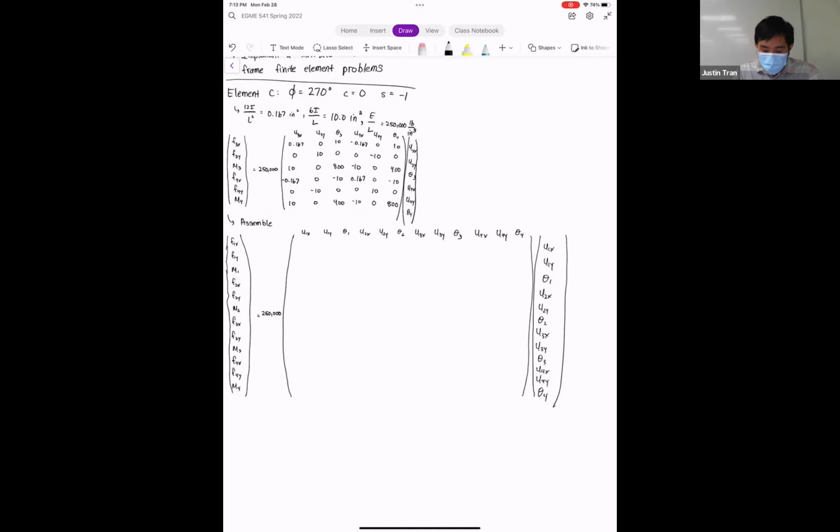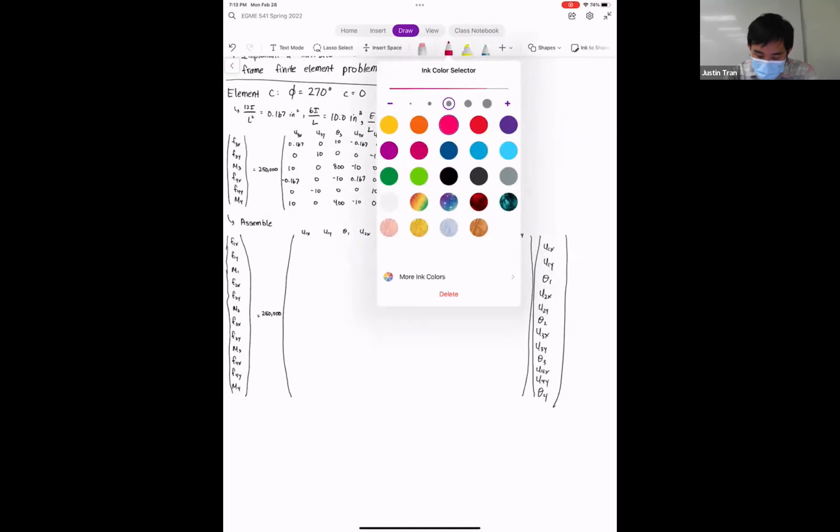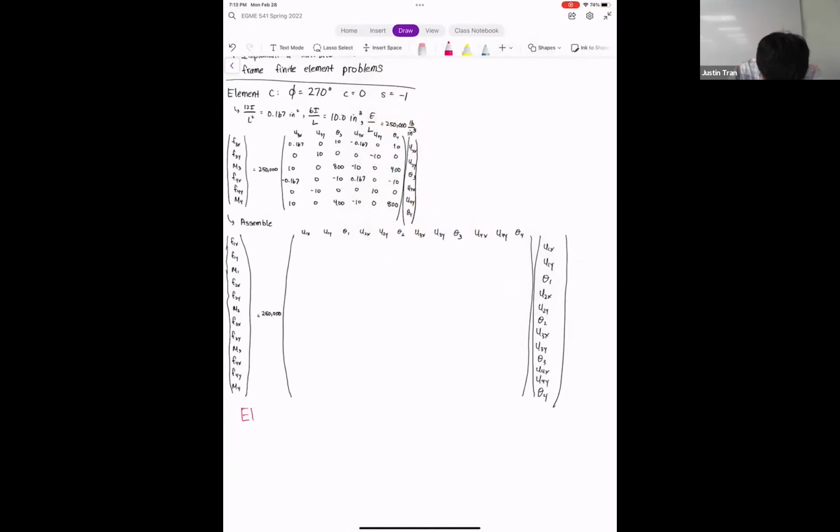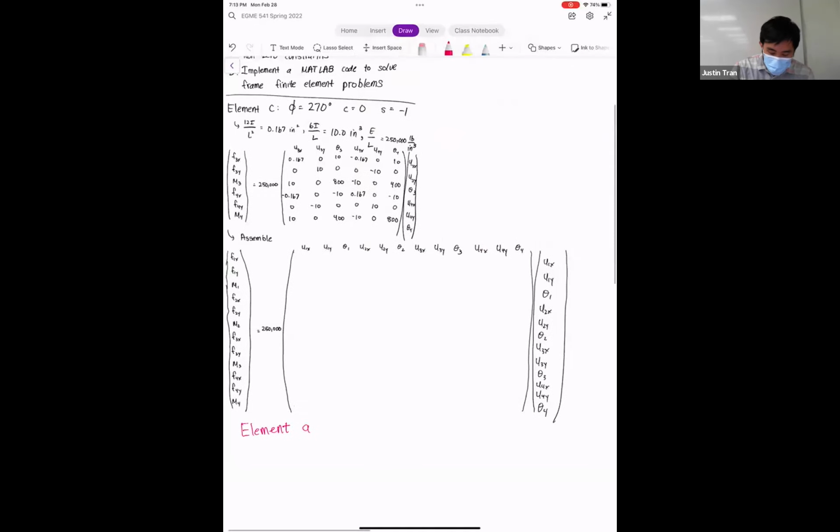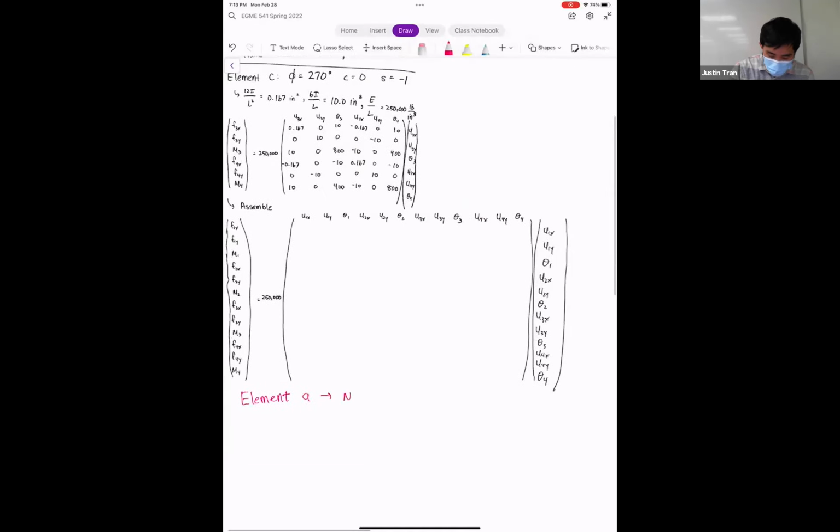The other nice thing about this problem is that it's all sequential. Element A is simply connected to element B, and element B is connected to element C. And that'll help us in assembling this. So let's start with element A. Element A is connected to nodes 1 and 2. And nodes 1 and 2 is going to be this upper block right here.